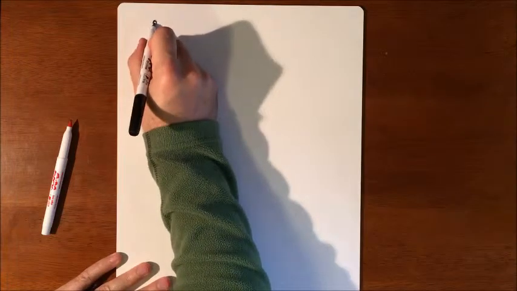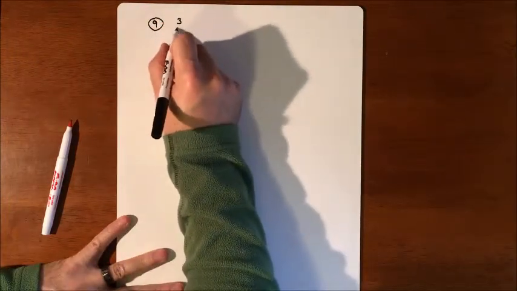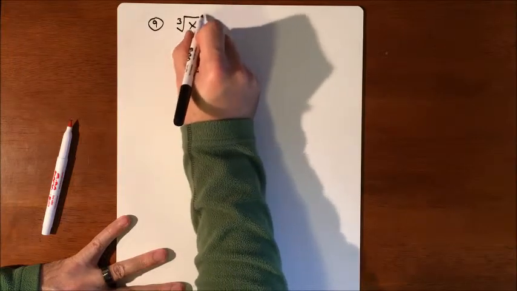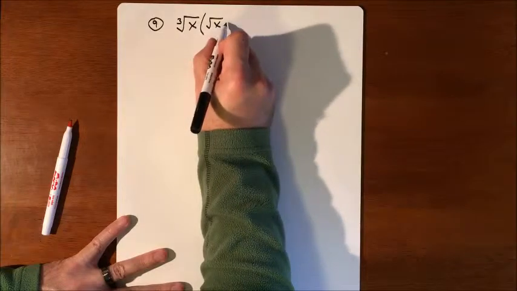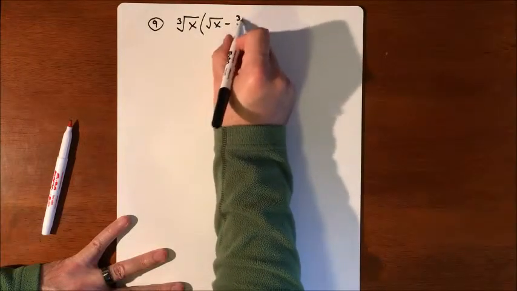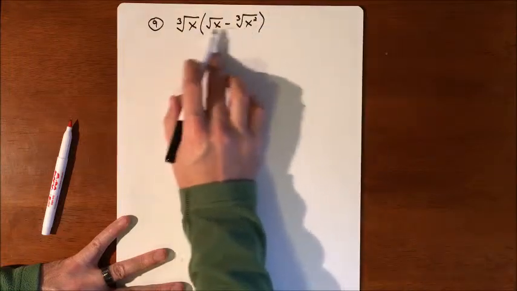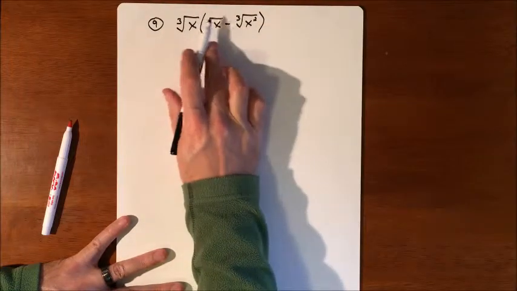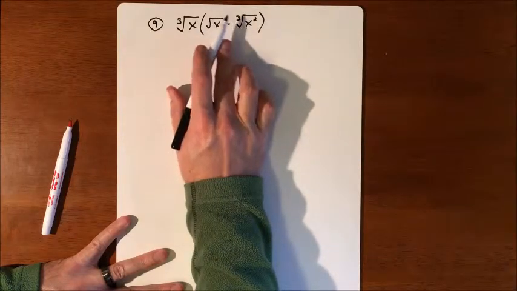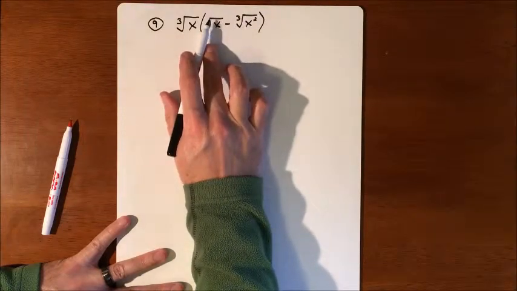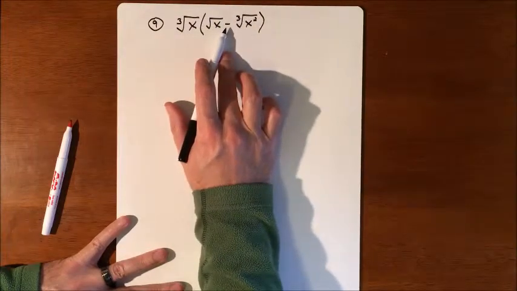So number 9. If we have the cube root of x being distributed into the square root of x minus the cube root of x squared, now these are not able to go together. In order to add or subtract radicals, they both have to be square roots or they both would have had to be cube roots. And since the radicals don't match, they're not considered like terms as far as adding and subtracting goes.